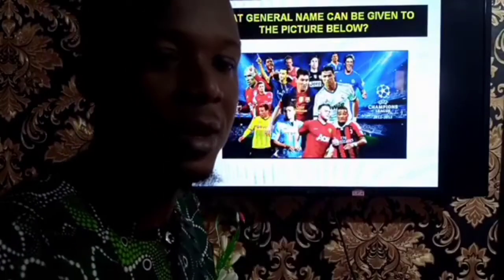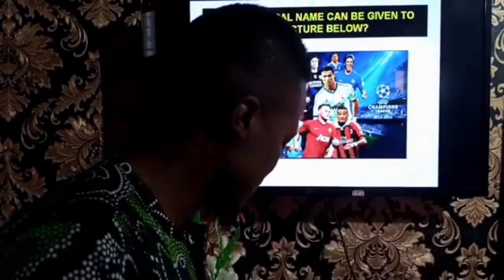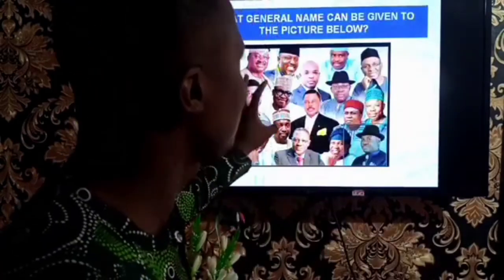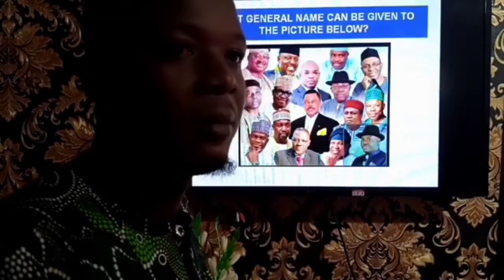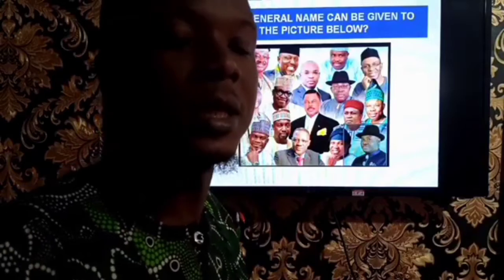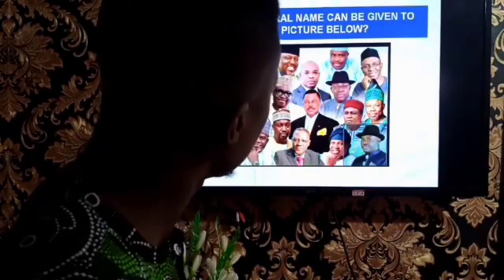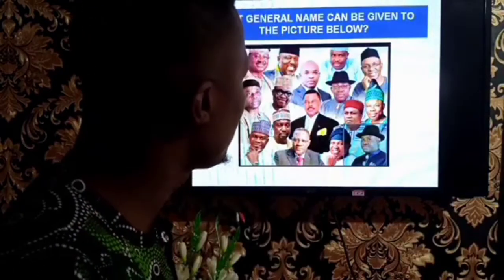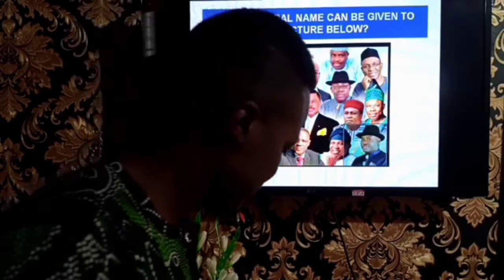There are so many of them. So they are just a group of footballers. Okay. The name I think you can give to these can be maybe group of politicians or governors of states in Nigeria. I can see my dear Governor Chief Willie Obiano of Anambra State.